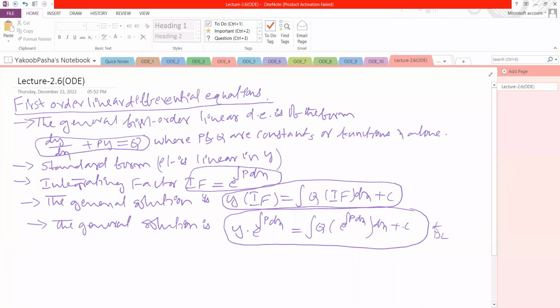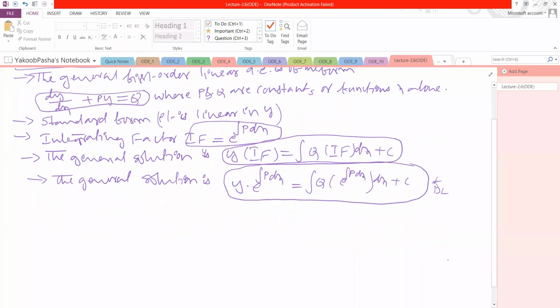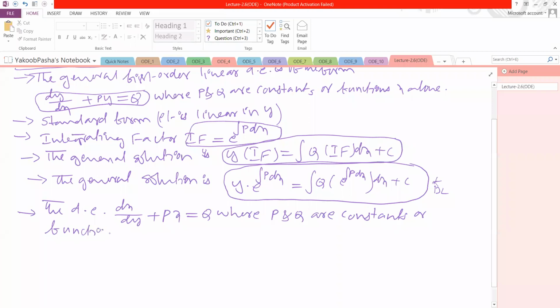Now, if we interchange the dependent and the independent variables, the differential equation can be written as dx by dy plus px is equal to q, where p and q are constants or functions of y alone.